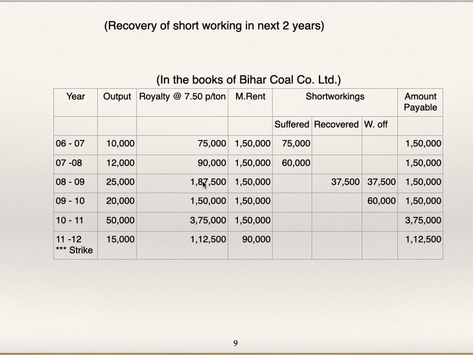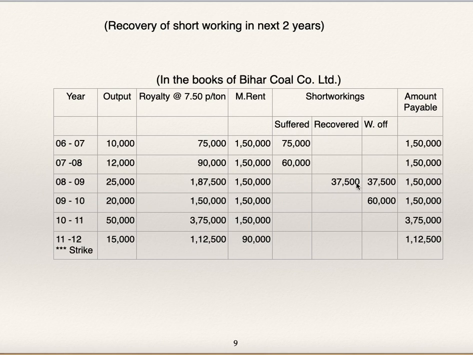8-9. 1,87,500 is royalty. That is 25,000 into 7.50. Minimum rent will remain same, 1,50,000. Now royalty is more than minimum rent. So he can recover whatever he has suffered in the earlier years. Find out the difference in these two. 1,87,500 minus 1,50,000, 37,500 he can recover. Now whatever he has suffered in the year 6-7, he can recover either in 7-8 or in 8-9 because he can recover in next 2 years.